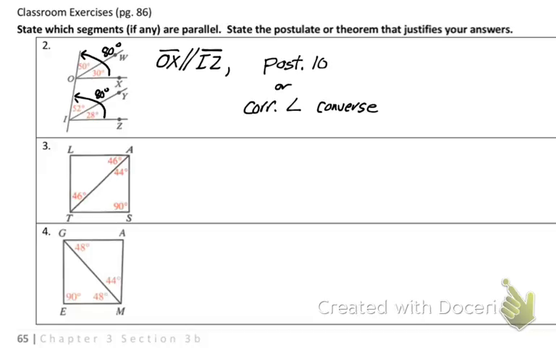Evan? Well, according to theorem 3.6, if two lines are cut by a transversal and same side interior angles are supplementary, then the lines are parallel. So 46 and 44 equals 90. So can't you add 90 and 90 together to equal 180? So what two lines are you saying are parallel? LA and TS. I would agree with that. I would say that's at least one of them.